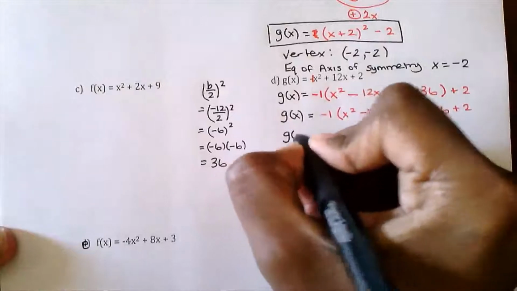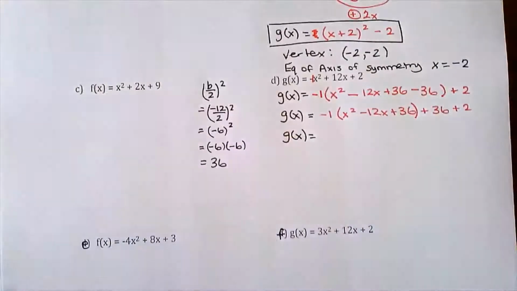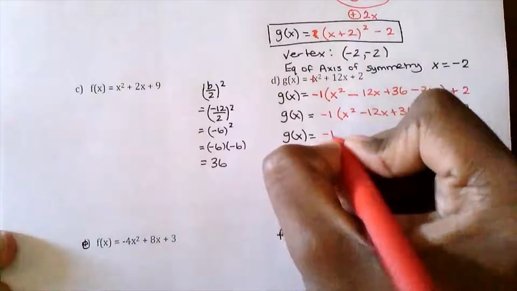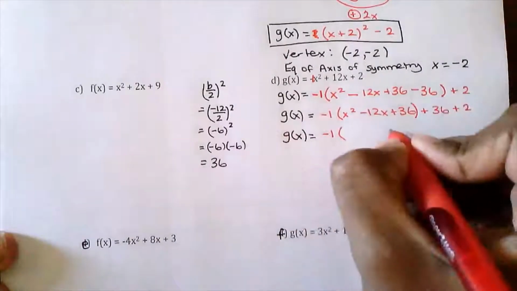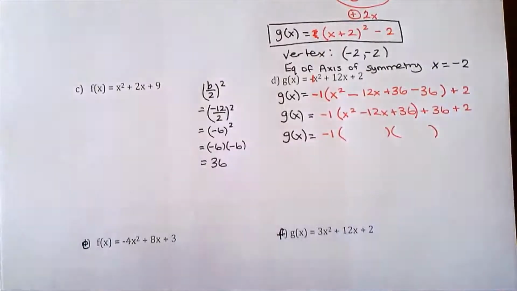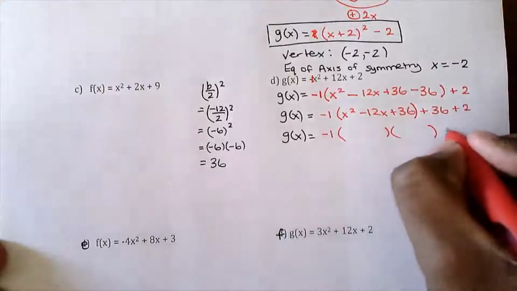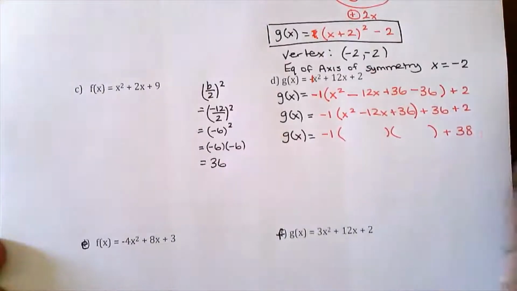Again, for that last step here, all I'm going to do is copy down the a value because that's not affected. I know I need to factor this, and it's a trinomial, so I'm going to have 2 brackets, and I'm just going to add the 2 terms at the end. So 36 plus 2 is 38.